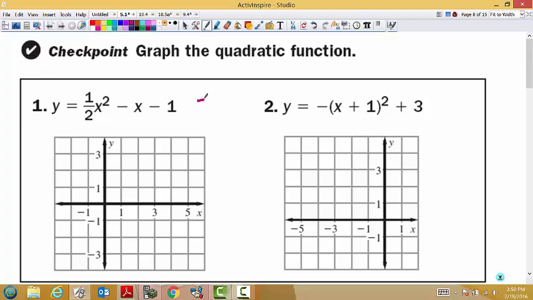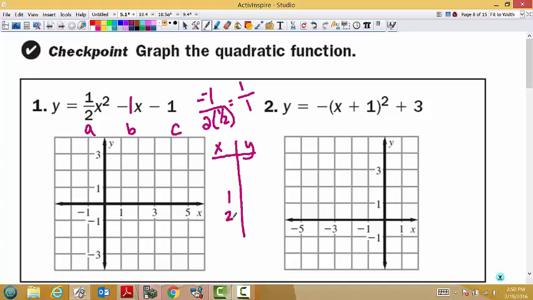Negative b. What's b? B is negative 1. Ooh, that's a good point. When b is negative, it's negative negative over 2 times a, which is a half. Oh, look at that. That is 1 over. When you're doing 2 times a half, you need to think, what is half of 2? 1. So it's just 1. So 1 in the middle. Let's count 2, 3, 0, negative 1.